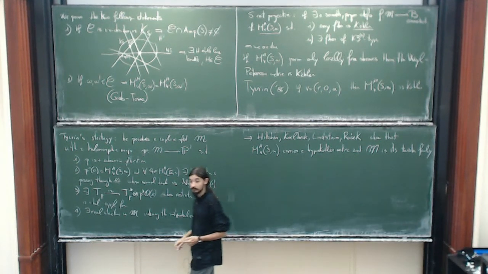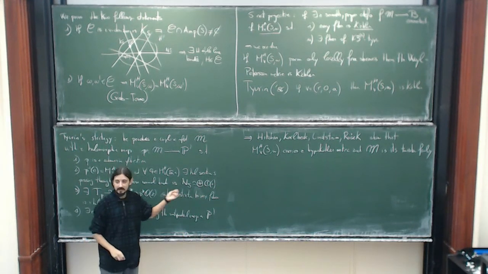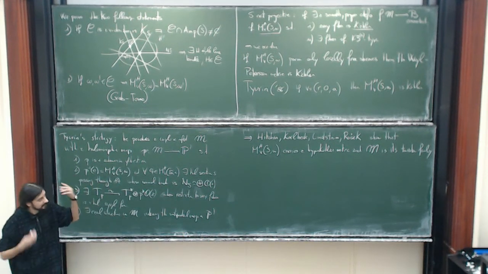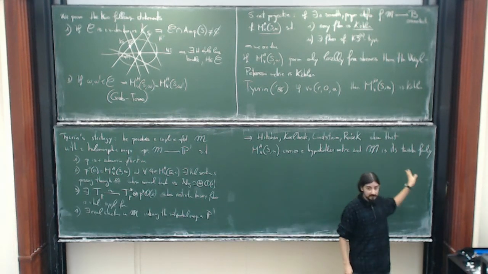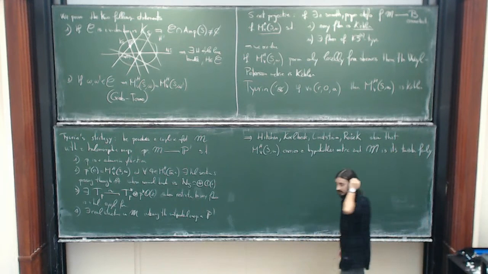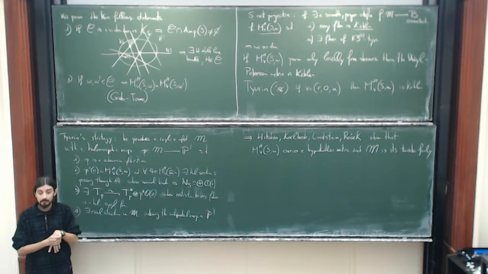Namely, first of all, in particular, we're interested in the fact that it's Kahler. But as it carries a symplectic form, then it's expected to be hyperkahler. But moreover, we have an explicit description of the twistor family. So that's a very powerful theorem.